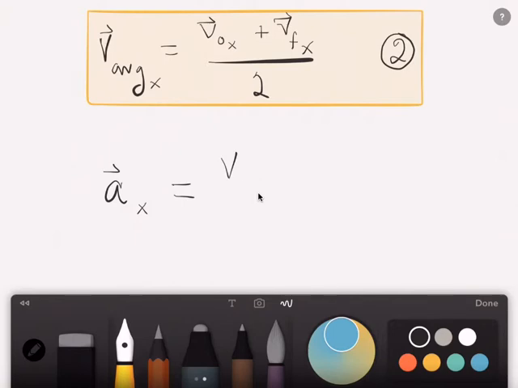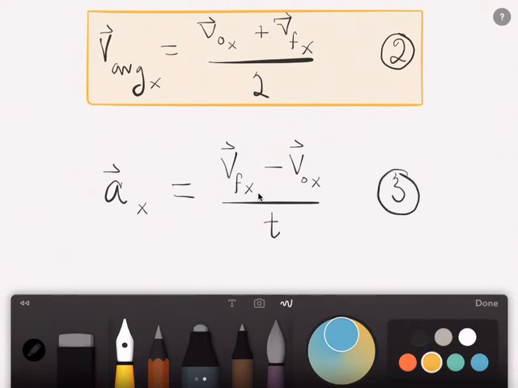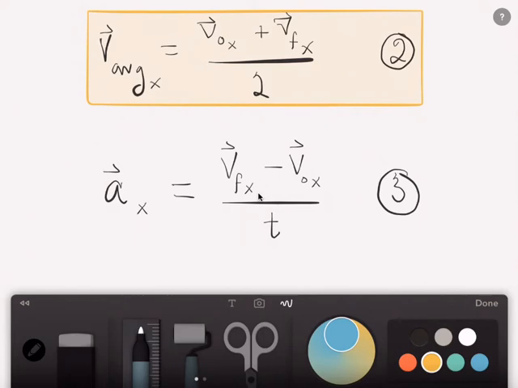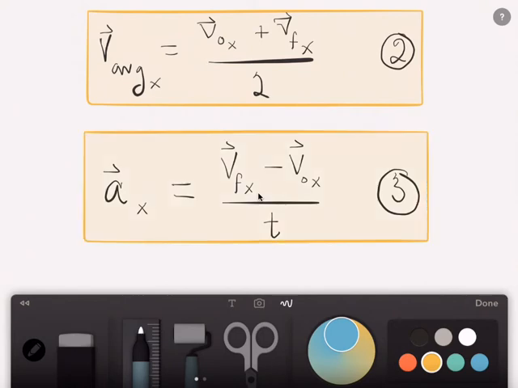So we're going to have our final velocity minus our initial velocity in some direction, in this particular case x, divided by t. This is going to be equation number 3. This is our third axiomatic equation. And we'll use these 3 equations to actually derive our kinematic equations. So in the next film, we're going to derive the kinematic equations.